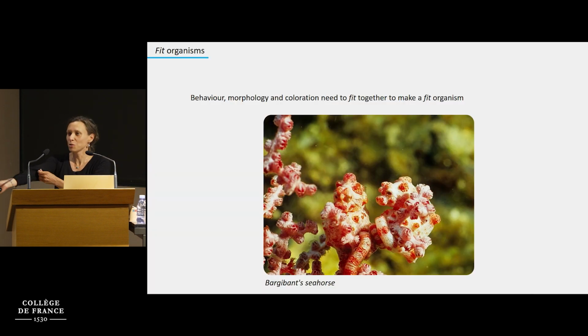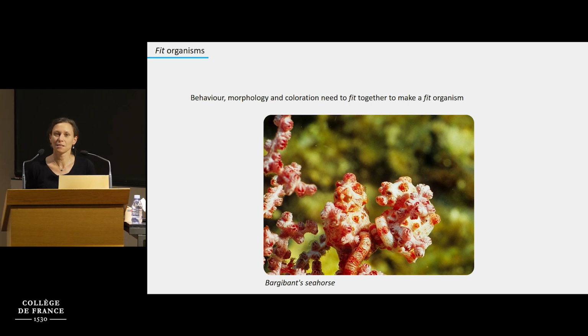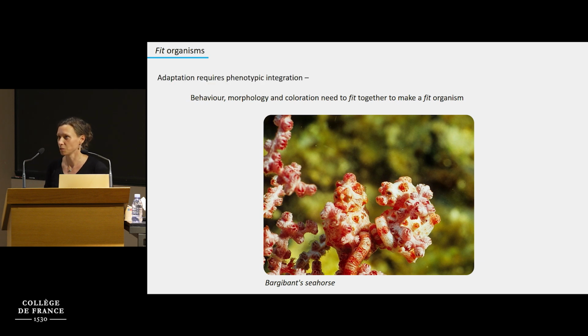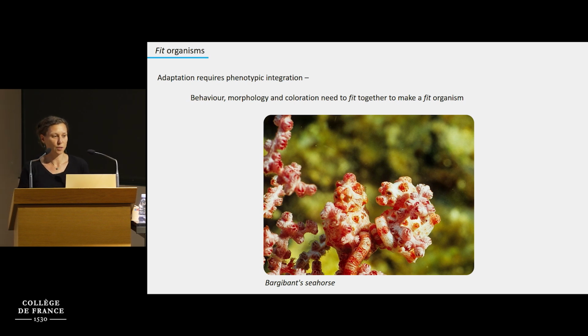So a main goal of evolutionary biology is to explain and understand adaptation. And adaptation is fundamentally a multivariate problem. If you look, for example, at these seahorses here, if you can spot them, then you can appreciate that they need the right combination of behavior, morphology, and coloration in order to blend into the environment and make adaptation work. So in other words, adaptation requires phenotypic integration. And crypsis is a prime example of this, but it's not the only example. So adaptation generally requires phenotypic integration.